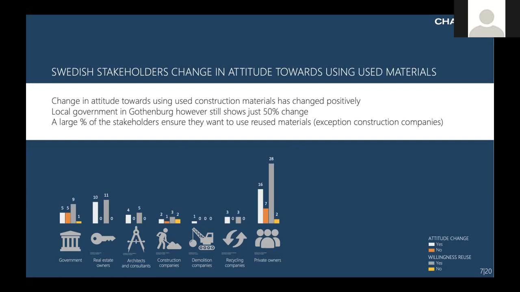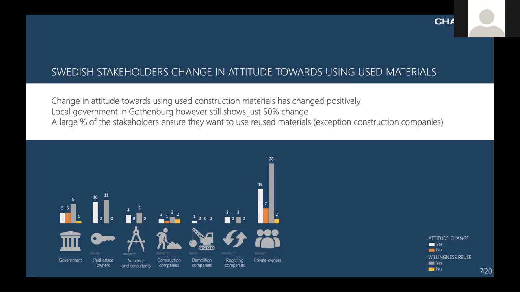If we look also into the attitude towards using used materials, we can see that in Sweden, stakeholders say that there is a change in the attitude. So more stakeholders want to reuse construction materials. However, interestingly enough, when talking with the local government in Gothenburg, the municipality of Gothenburg in Sweden, there's still some skepticism about whether this attitude is really penetrating this field, with 50% saying that it has changed, and others saying that it didn't change.